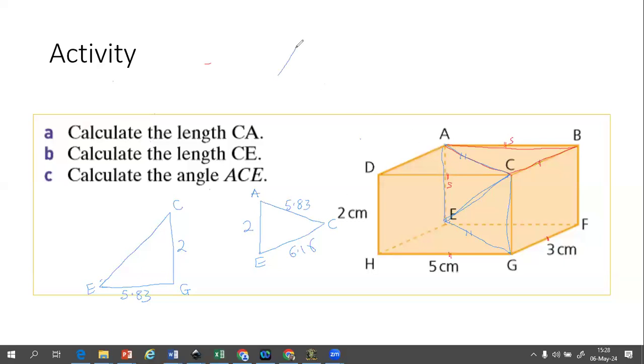Now, you are going to allow me to draw my triangle in this format. Here we have 2. Here I'm going to just put this is 5.83 and this is 6.16. Now, this is my A, this is my C and this is my E. Now, I'm going to show you all the approaches and then you choose what you want. If we start with the cosine rule, the angle we are looking for is the angle here, which I can call theta.